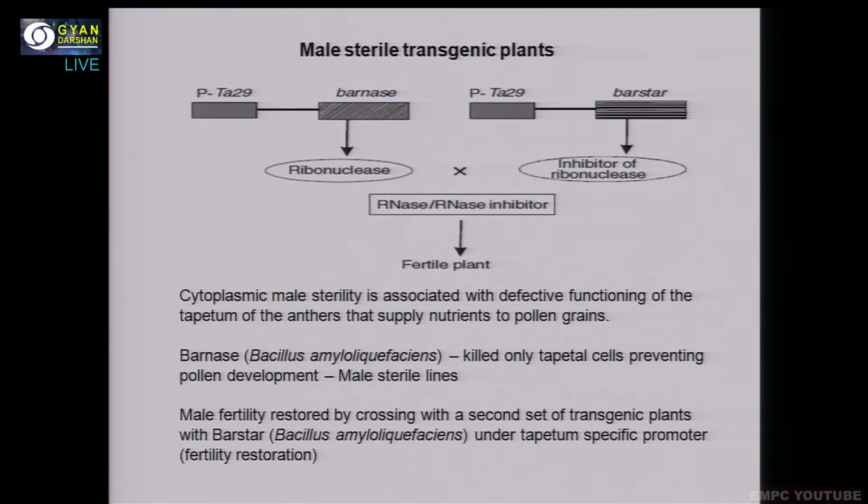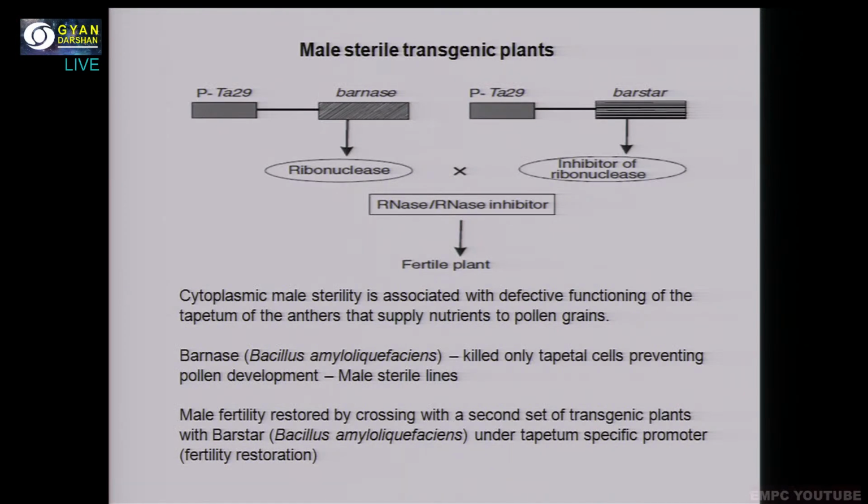Now you choose one gene which is called Barnase, and the source of this gene is a bacterium, Bacillus amyloliquefaciens. You clone this Barnase gene under a tapetum specific promoter. So it will kill only the tapetal cells, preventing the pollen development. So you generate the male sterile lines.